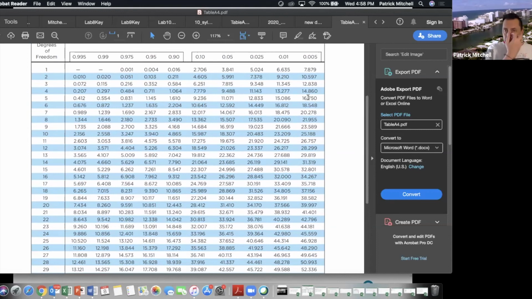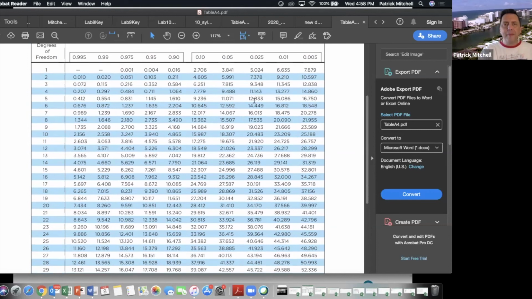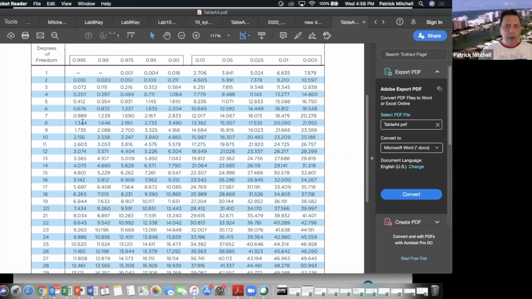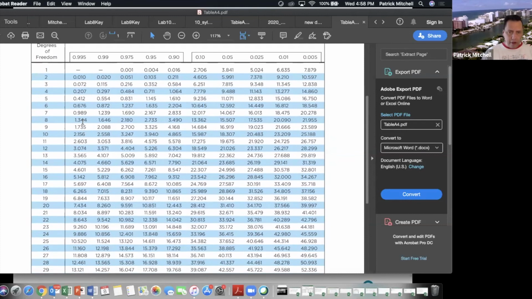The other value cuts off the bottom 0.005. So to make that be about an area to the right, instead of saying 0.005 to the left, we're going to say 0.995 to the right. So you do 1 minus 0.005, you get 0.995. So at 29 degrees of freedom, that critical value is 13.121. All right, so switching back to my tablet.